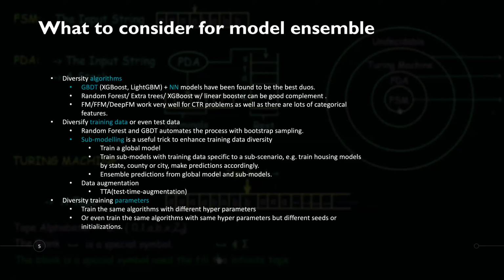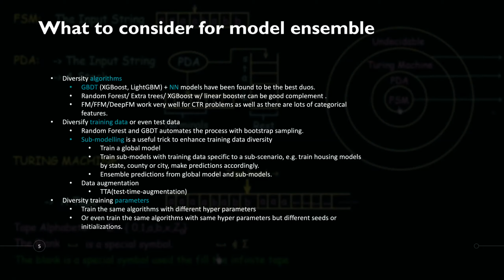The last thing to consider for model ensemble is to diversify training parameters. This is still effective, but it will give you only marginal improvements. So if I have to prioritize those three tasks, I would put diversifying the algorithm first, then training data, and I would do training parameter diversification last, because again, it's still effective, but the improvement is marginal.